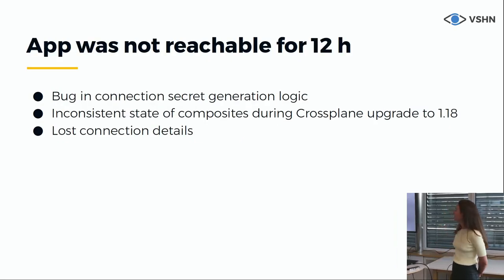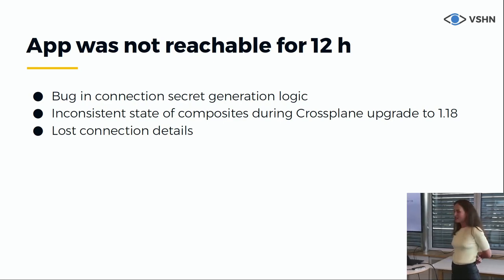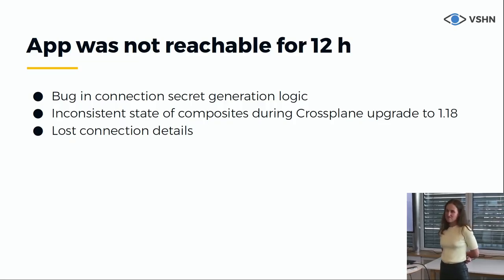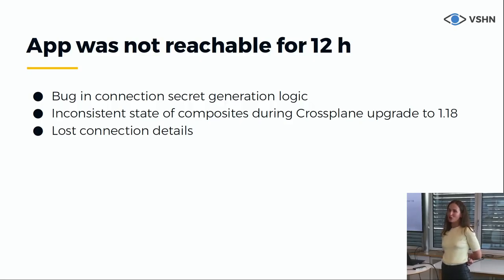Also, yeah, we managed to lose connection secrets, which resulted in an application not being reachable for around 12 hours. This also happened because of two things. There was a bug in our connection secret generation and an upgrade at the same time. So there's a pattern: don't do two things at the same time, but that's just how it is. There will always be a bug. There is no software that doesn't have a bug, and unfortunately you find bugs when you don't want to find them. That's just part of it.